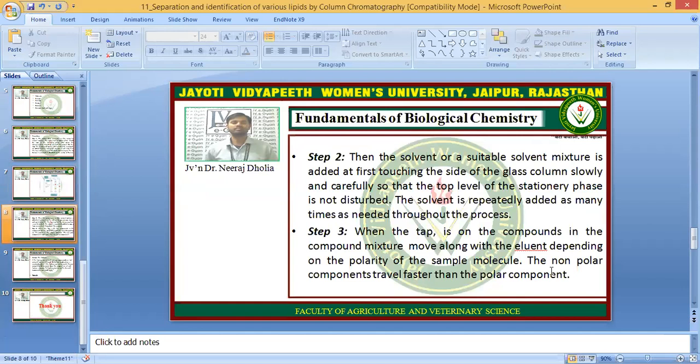So in the second step, the solvent or a suitable solvent mixture is added, touching the side of the glass column slowly and carefully so that the top level of the stationary phase is not disturbed. The solvent is repeatedly added as many times as needed throughout the process. When the tap is on, the compounds in the mixture move along with the eluent depending on the polarity of the molecule. Non-polar components travel faster than the polar components.